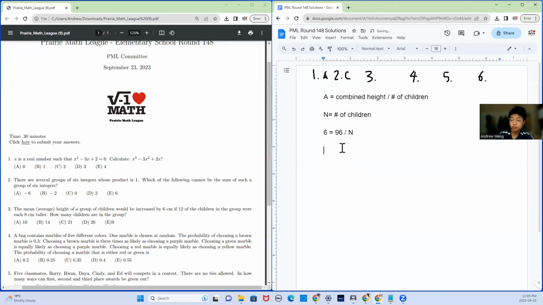So if we solve this equation, we move it to the other side: 6n equals 96. So n will actually equal 96 divided by 6. And that gives us 16. So you look in the answers, yep, it's number A. So the answer is A. Let's move on to question 4 now.